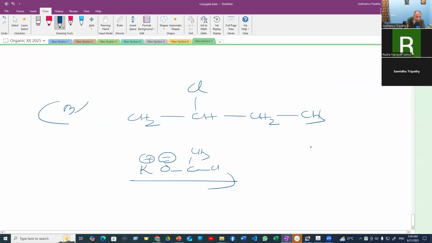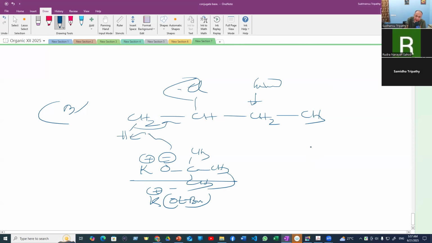If you take this K plus t-BuO minus, it will not prefer to enter a hindered position, so it will prefer to enter this position. The same E2 elimination will occur, but the major product will be the anti-Saytzeff or Hoffmann product. This has nothing to do with Hoffmann exhaustive methylation or heating of quaternary ammonium hydroxide. That is one method, where you have to go via amines.